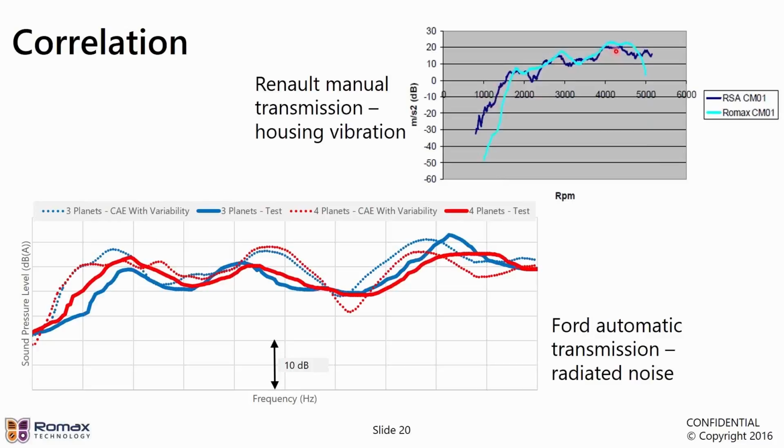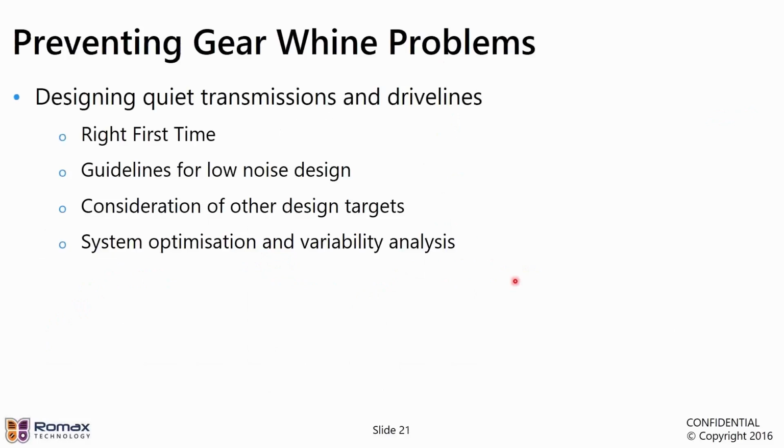This is in terms of housing vibration measured with an accelerometer. And very recently, just 2 weeks ago, I presented this result in a conference in the USA, which is based on a Ford automatic transmission. And here we're looking at radiated noise in a very complicated transmission, including the effects of manufacturing variability. But again, we still get very good correlation, even though it's such a complex process and also a very complex system. So we'll run through the simulation process again when we look at the demo.